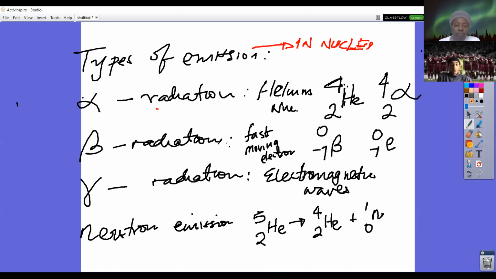Now, in the case of beta radiation, it's a tricky one because we've just said that all this happens in the nucleus. How can you have a fast-moving electron ejected from the nucleus? How's that possible? What was it doing in the nucleus in the first place?